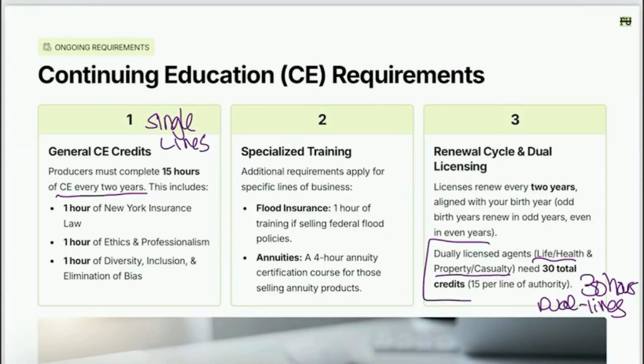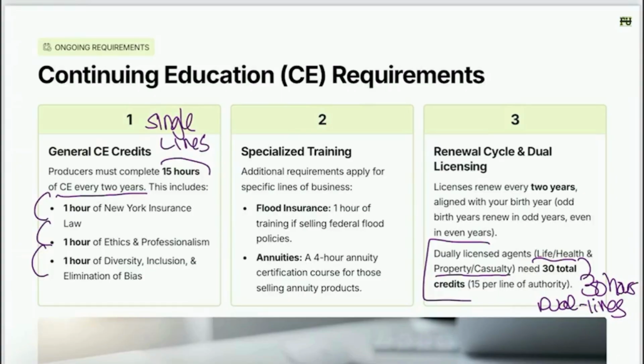Within those, whether it's the 15 or 30, you must complete 1 hour of New York insurance law, 1 hour of ethics and professionalism, and 1 hour of diversity, inclusion, and elimination of bias. So that does not mean 15 plus these 3 hours. It means out of those 15, 3 of them must be in these items.